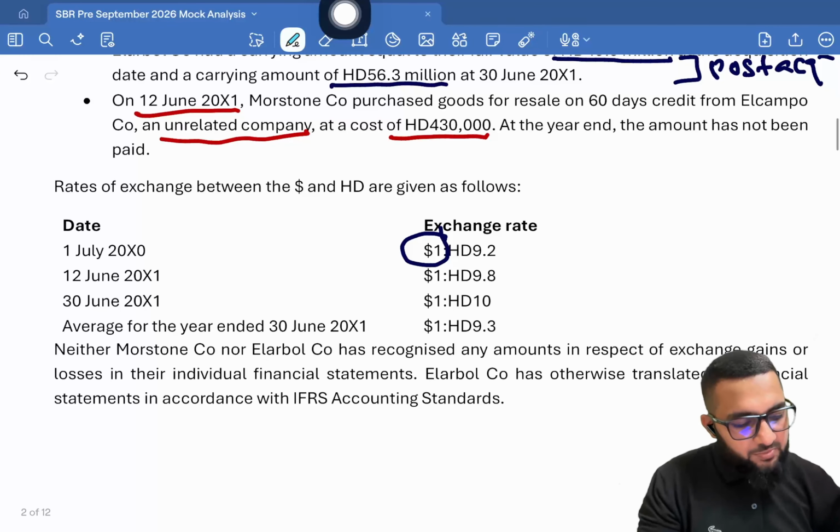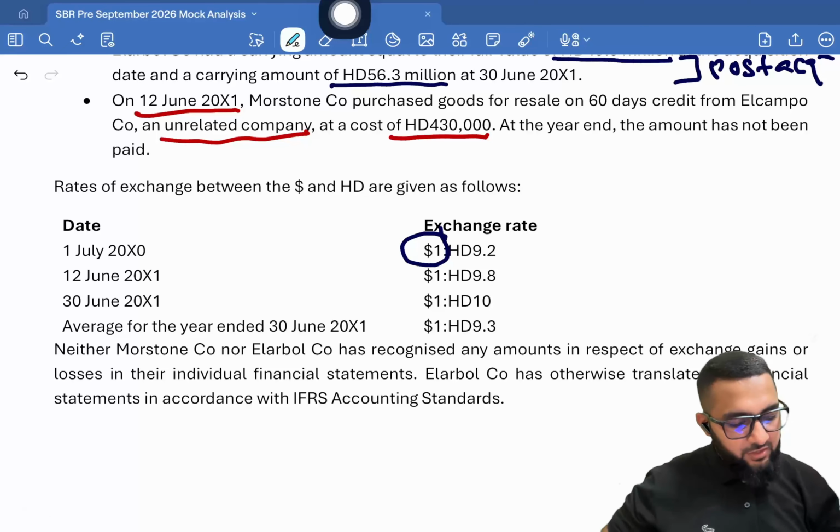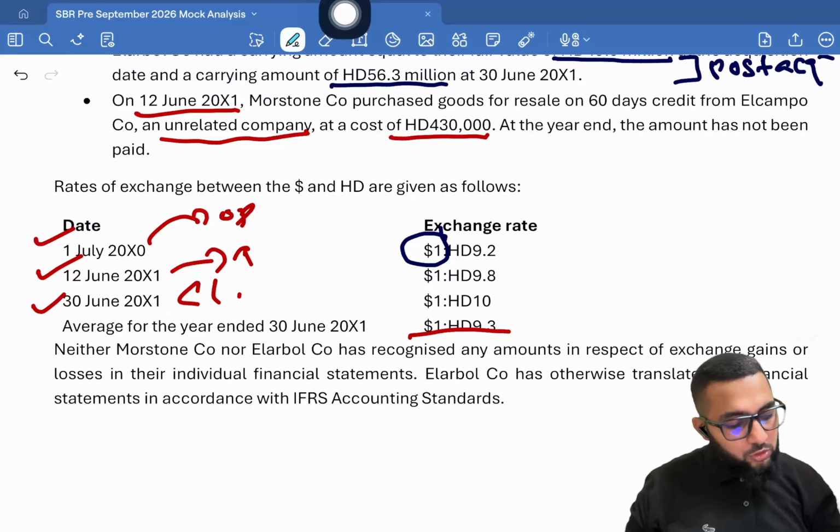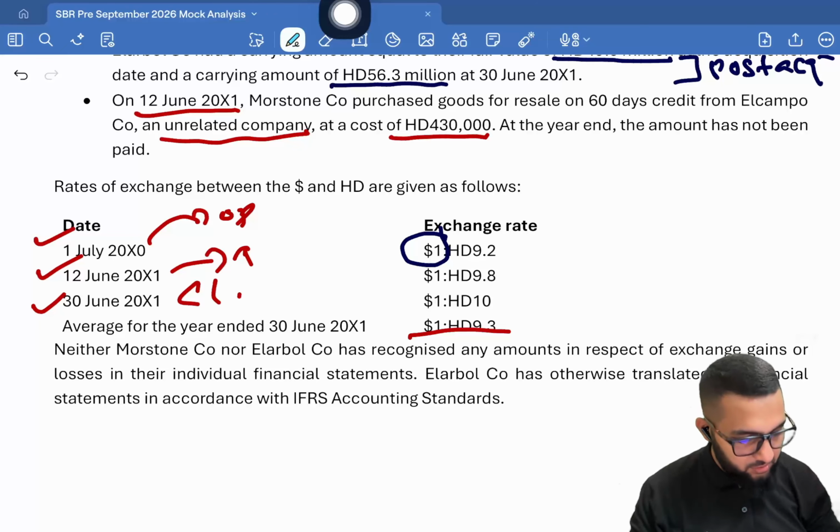Rates of exchange between the dollar and HT have been given. First July rate is there, which is the acquisition or opening rate, 12 June transaction rate, 30th June closing rate, and they've given the average rate for the year also. Neither Morstone Co. nor Elaboral has recognized any amount in respect of exchange gains or losses in their individual financial statements. Elaboral Co. has otherwise translated its financial statement in accordance with IFRS accounting standards. Right, okay.